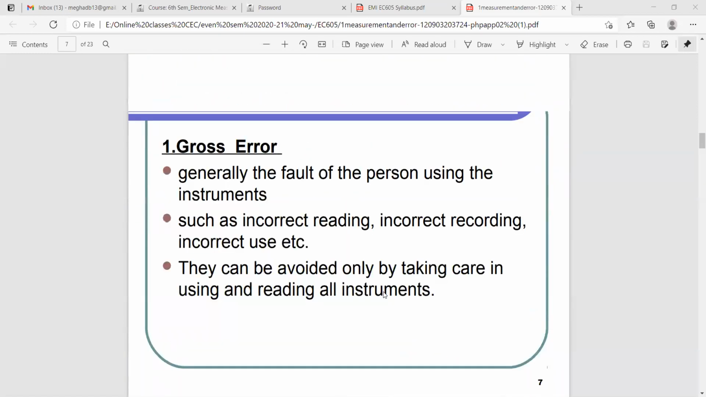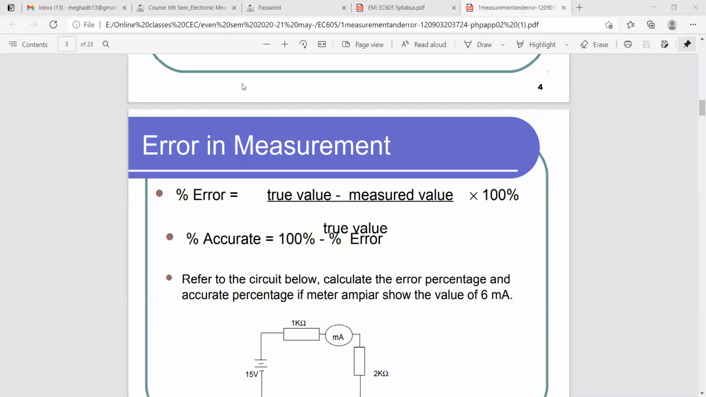So absolute error is done, and left are percentage error and percentage accuracy. These are the formulas you have to use. If you have your copy in front of you, please write them. Percentage error is equal to true value minus measured value upon true value, into 100%, and percentage accuracy is 100% minus percentage error. If you apply these formulas, you can easily tell me the answer. Next class, I will ask you the answers of these three.